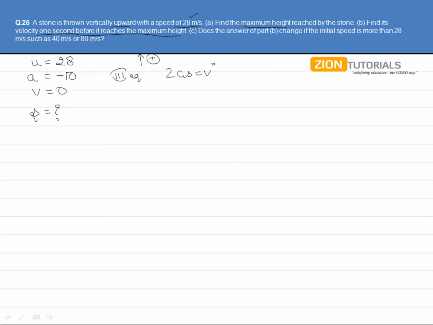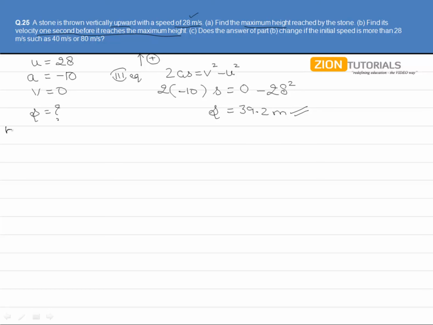2as equals v square minus u square, that is 2 into minus 10 into s equals 0 minus 28 square. Solving it, we get s equals 39.2 meters.